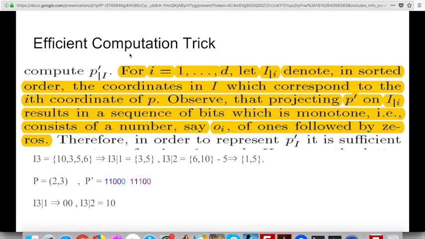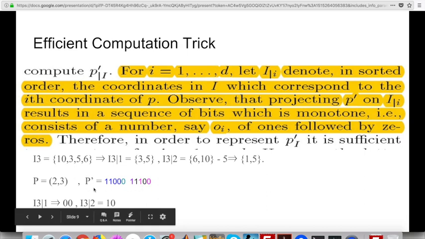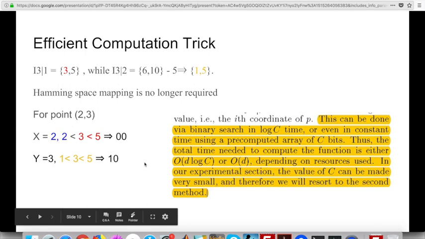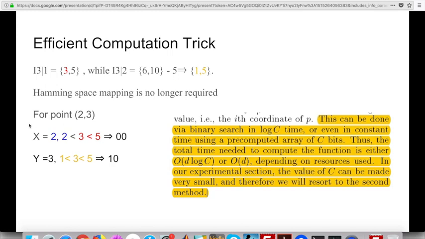Remember, we are suggesting this computational trick to avoid computing the Hamming space in the first place. We don't want to compute B dash. So how are we going to realize this? Let's go back to our example. So I3,1 is 3 and 5, I3,2 is 1 and 5, and let's say that we have a point 2 and 3. So 2 and 3 is like x equal 2 and y equal 3. To get the projection of B on I3,1, we need to find the index of 2 inside this set.